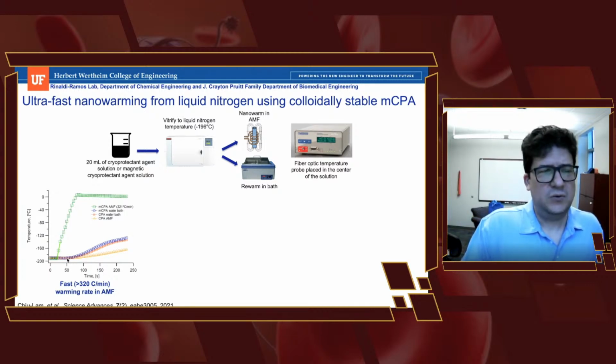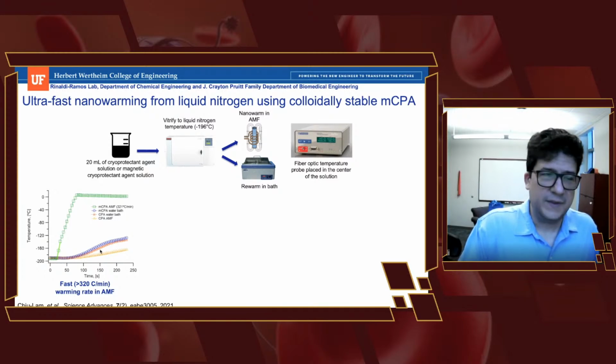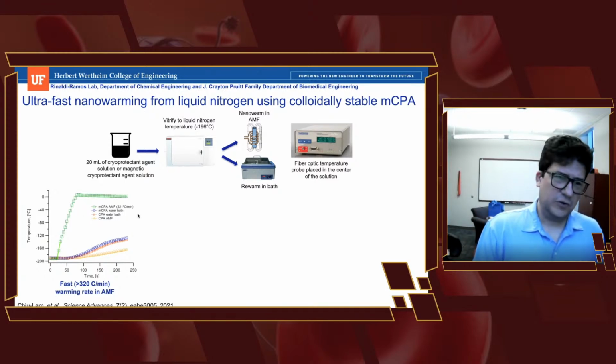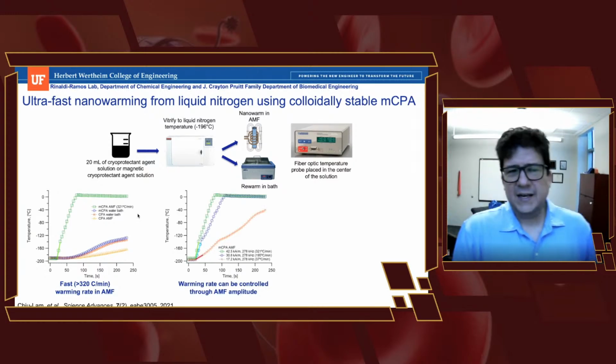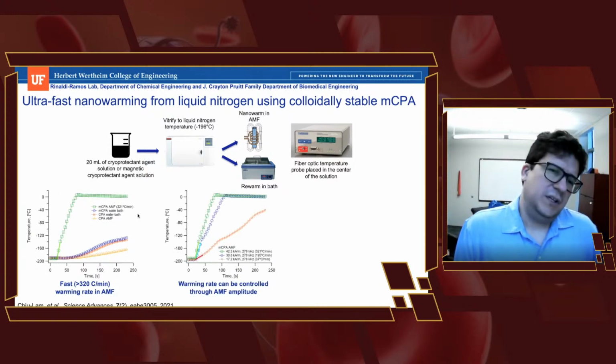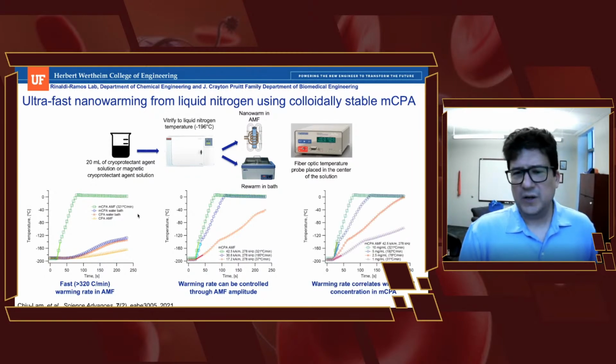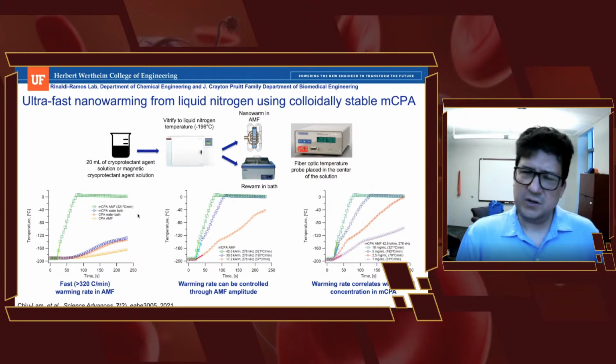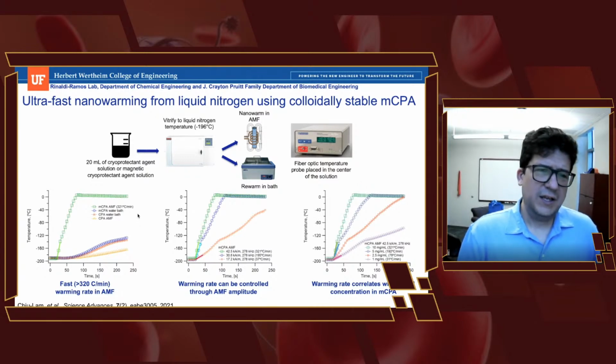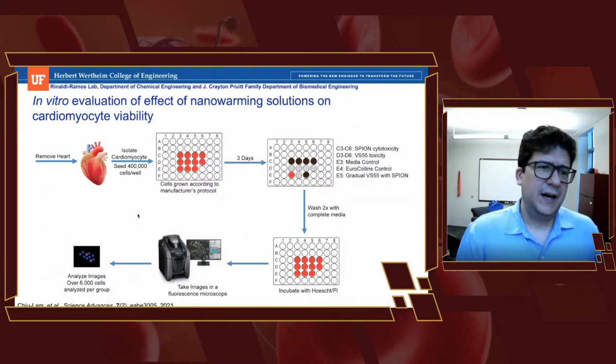In contrast, when you have the CPA without any particles, with or without the magnetic field, the heating is very slow. And with the particles alone without the magnetic field, the heating is also slow. That heating rate can be modulated using the strength of the magnetic field that's applied, and it also depends on the concentration of particles. So this is a fairly easy to control system.